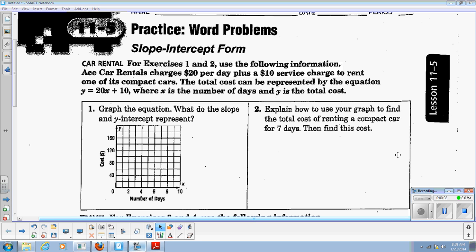Okay, the next sheet that you're working on looks like this. And this is a practice in word problems again with slope-intercept form. You're going to be asked to do some graphing with this, and then you're going to be asked to give some explanation as to what some of the numbers represent.